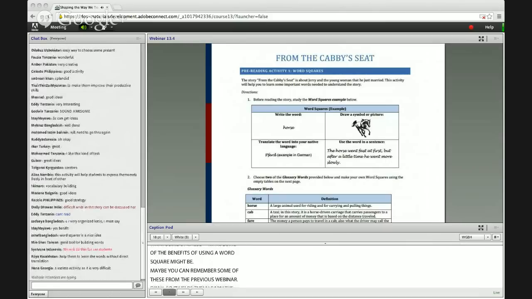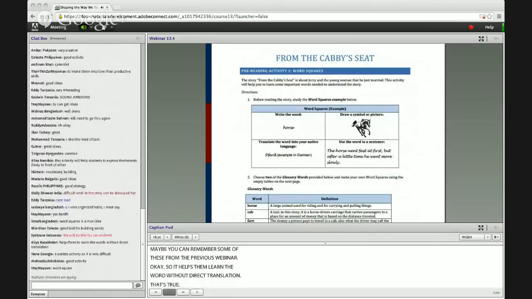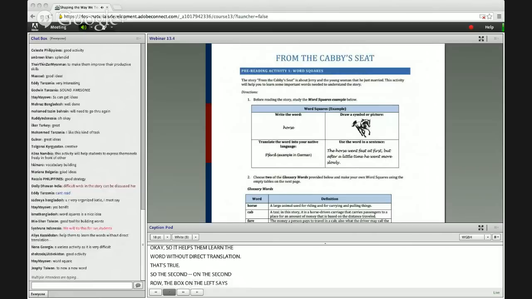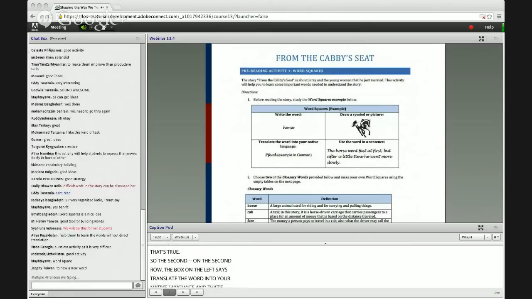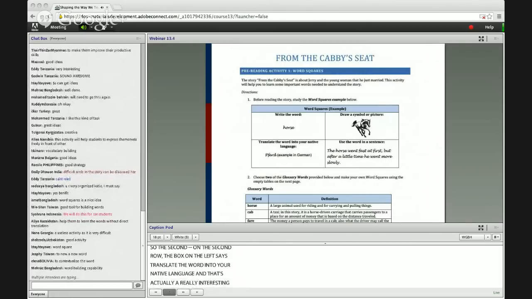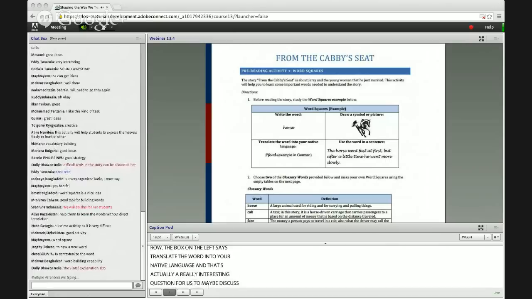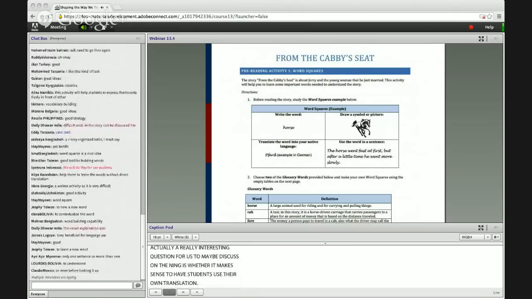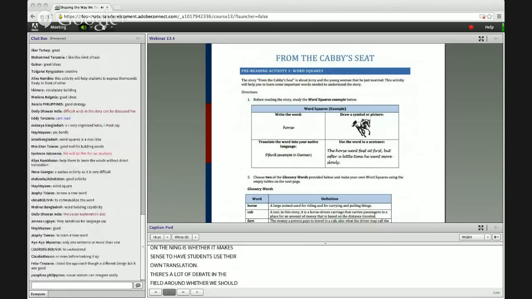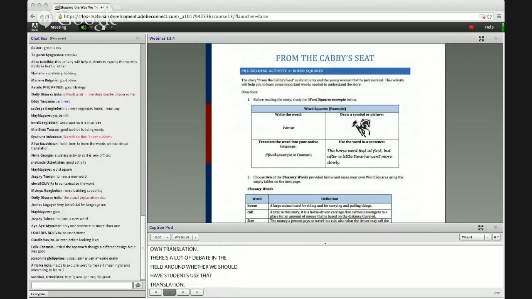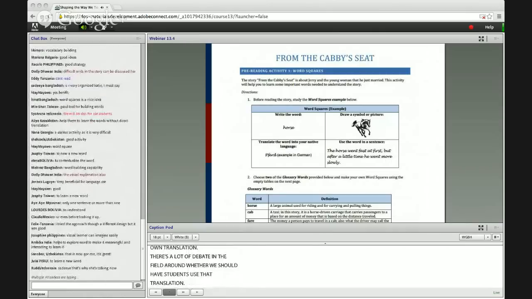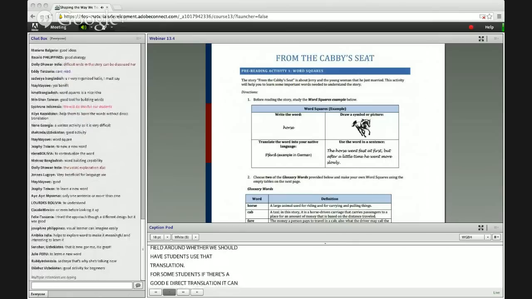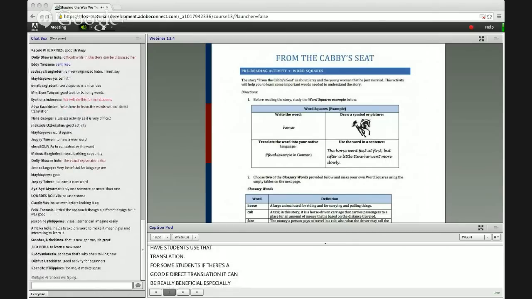So on the second row, the box on the left says translate the word into your native language, and that's actually a really interesting question for us to maybe discuss on the NING, is whether it makes sense to have the students use their own translation. There's a lot of debate in the field around whether we should have students use that translation. I think for some students, if there is a really good direct translation, it can be really beneficial, especially for people who need to have an audio association. They can say the two words together in their minds and remember the meaning more easily.